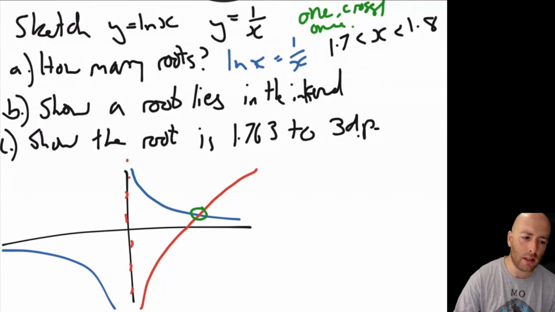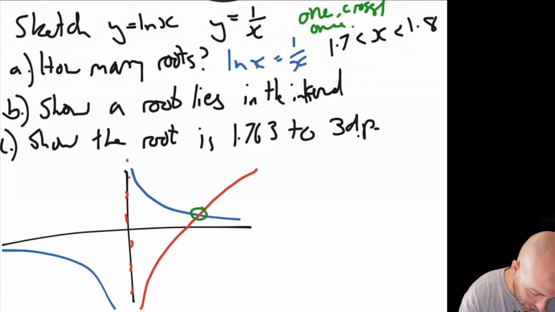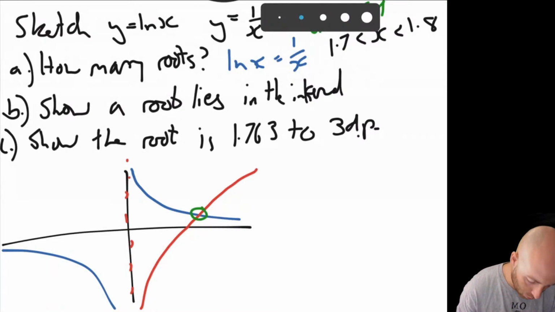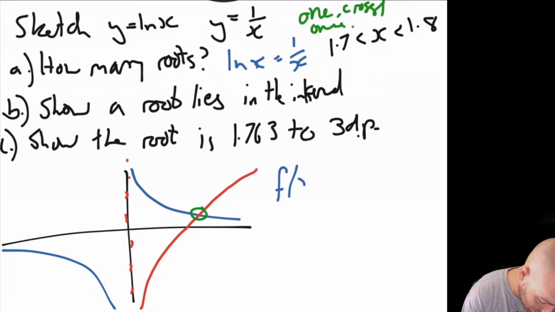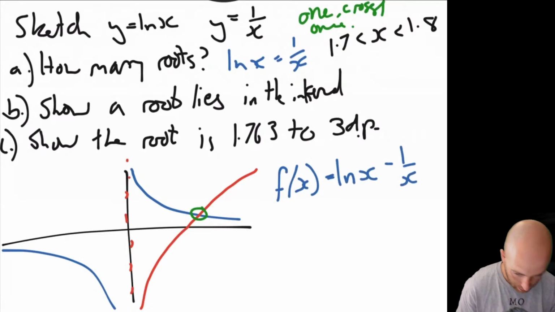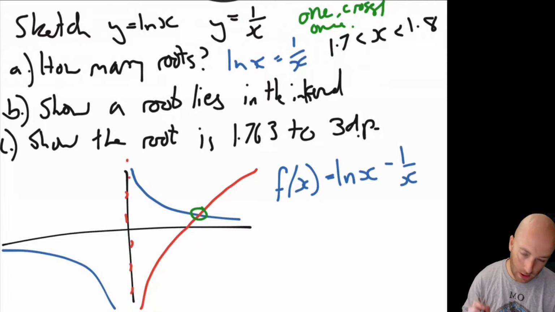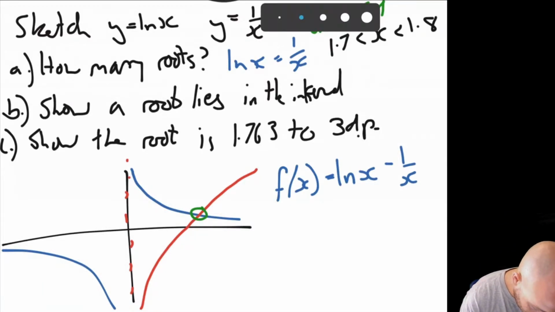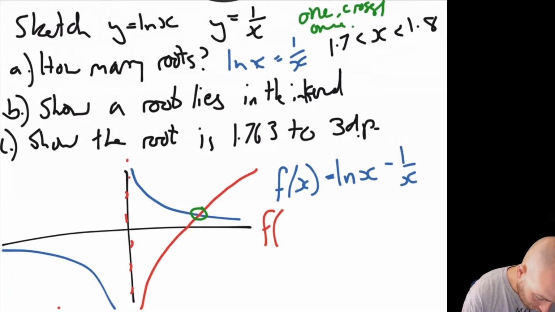Show a root lies in that interval. Okay, so this is slightly harder. What I need is a function to put it into. So I'm going to get ln x and 1 over x all on one side. So we're going to say f of x is ln x minus 1 over x. If we can show there's a sign change in the interval of that function, it shows there must be a root. So we're going to do f of 1.7, and we're going to do f of 1.8.